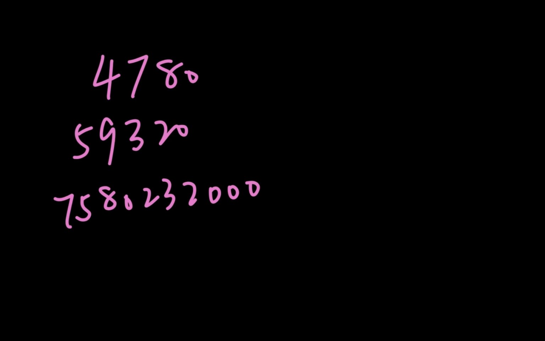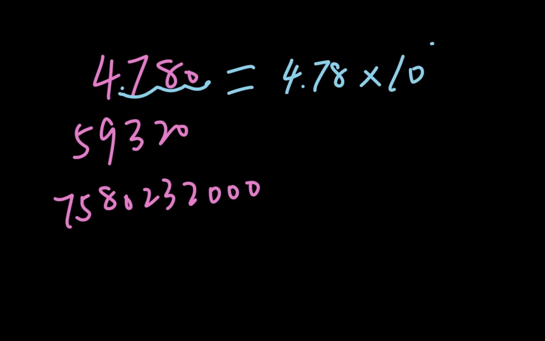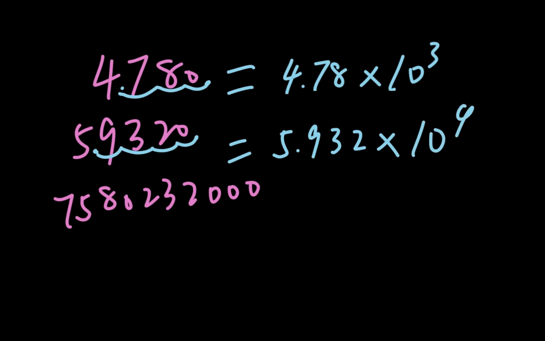So for the first one, our decimal point is right here, and we want to move it 1, 2, 3, 3 places, so that's right after the 4. So this number in scientific notation form would be 4.78 times 10 to the power of 3. How about the second one? Our decimal point is right here, and we want to move it to here. So 1, 2, 3, 4. 4 places. So this one will be 5.932 times 10 to the power of 4.